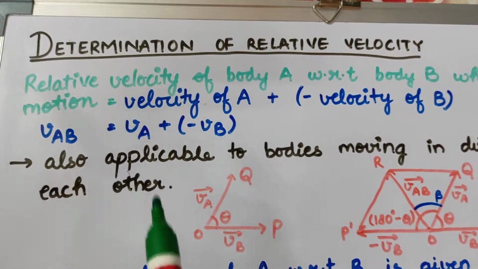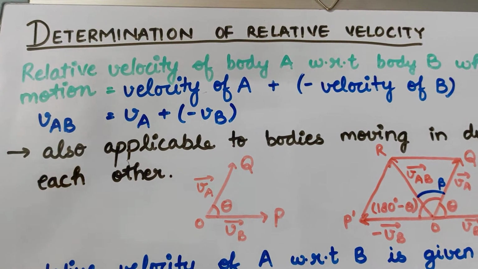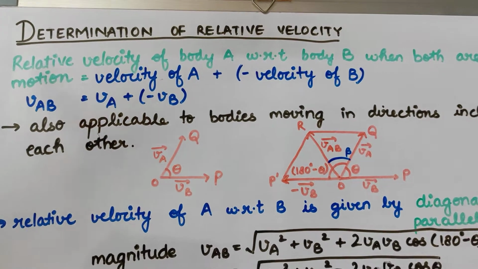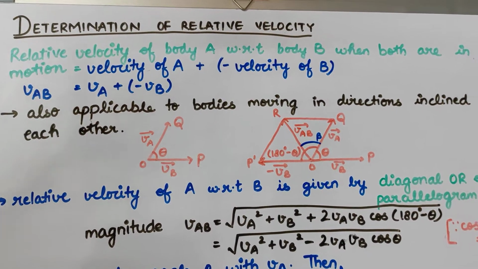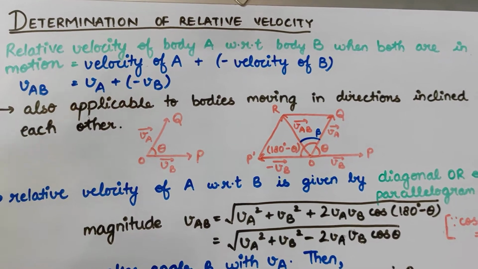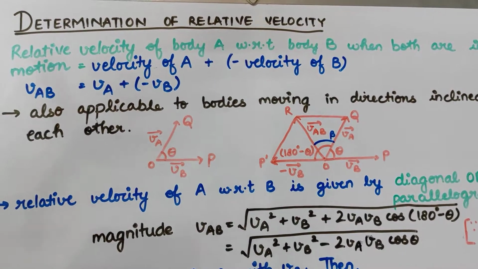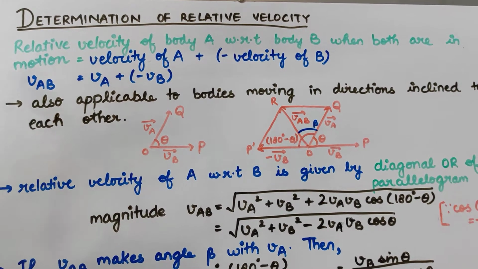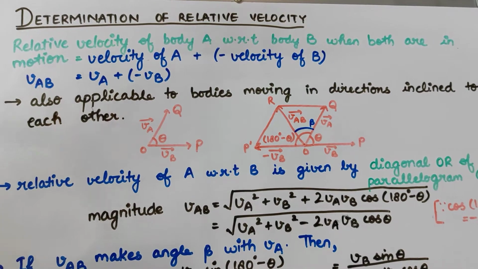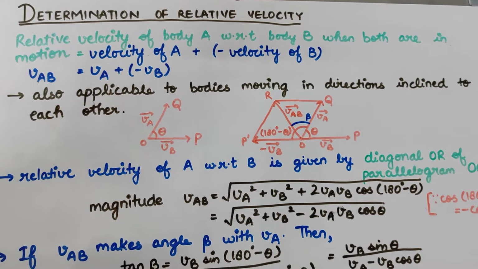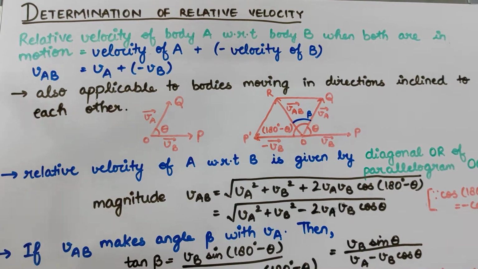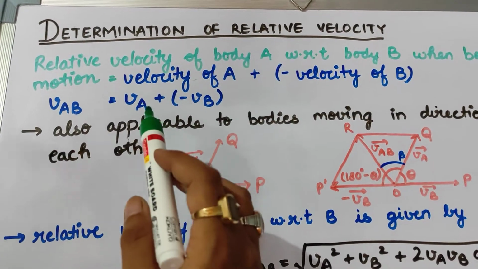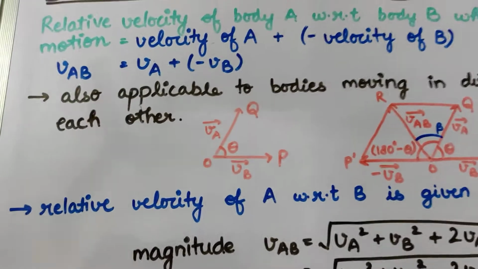Okay class, so now we are going to talk about determination of relative velocity. How can we determine the relative velocity of the object? The relative velocity of any body A with respect to body B, when both are in motion, will be equal to the velocity of body A along with the velocity of body B but in opposite direction. So what will be the value of VAB, which is the relative velocity of A with respect to B? It will be equal to VA plus of minus VB.